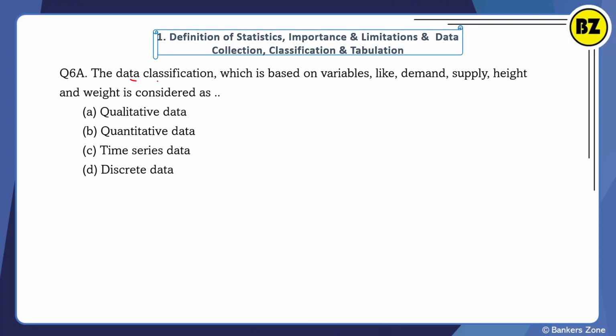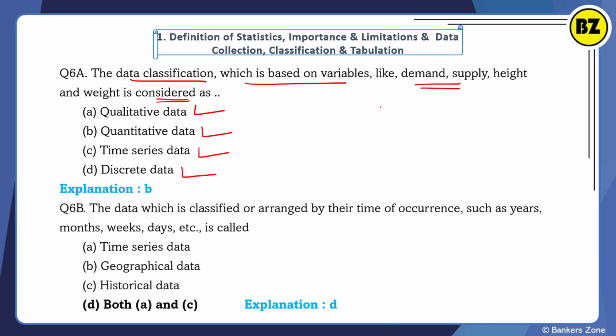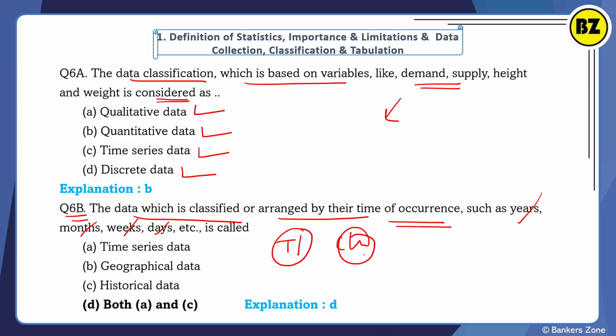The data classification which is based on variables like demand, supply, height and weight is called what? Simply, this is qualitative data, quantitative data, time series data or discrete data. Obviously it is quantitative data, where we can measure the quantity. Next question: the data which is classified or arranged by their time of occurrence, for example year, month, weeks, day. When time or some chronology is involved, it is called time series data, also called historical data. So option D you have to mark.